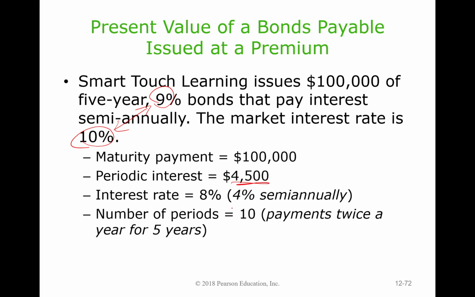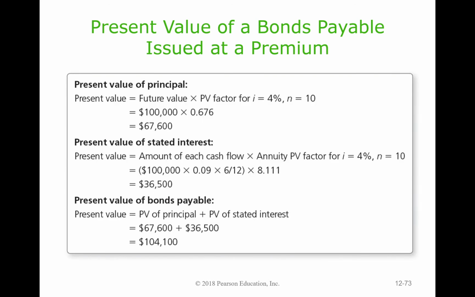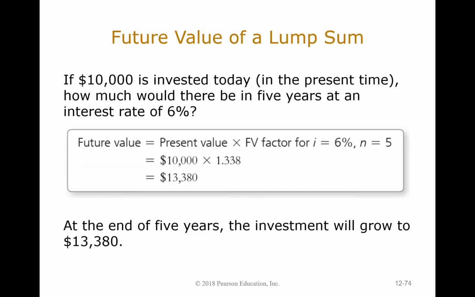There's our $4,500. This is wrong. It should be 4.5%. They list 4% here, but I don't think this figure is right. They list 4% here, but we're looking at 9%. So we've got to disregard that.